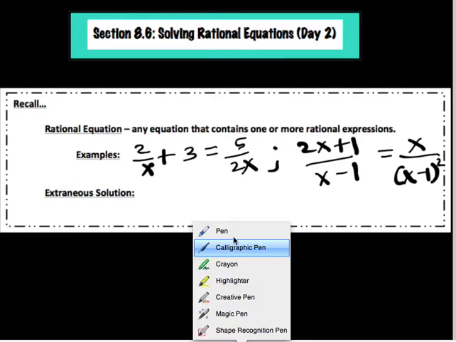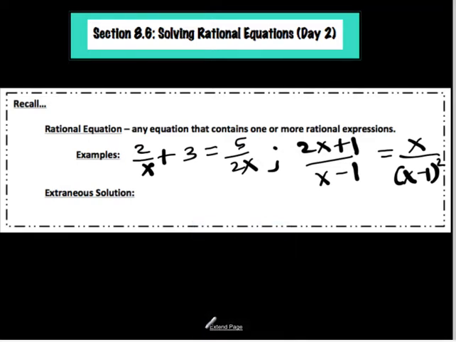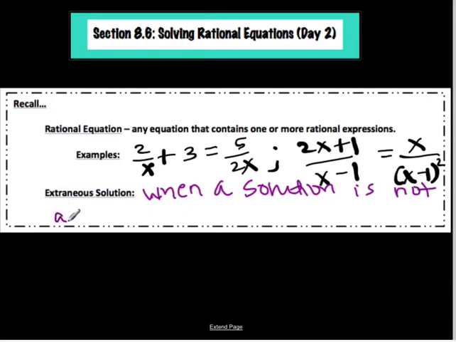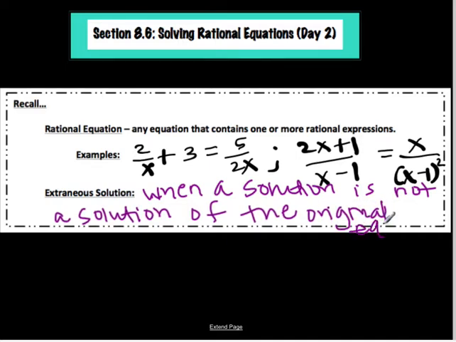Today we're going to be solving rational equations. And when we're solving the rational equations that we're looking at today, there might be what's called an extraneous solution. And an extraneous solution is when a solution is not a solution of the original equation. Okay, so when it is not a solution of the original equation.